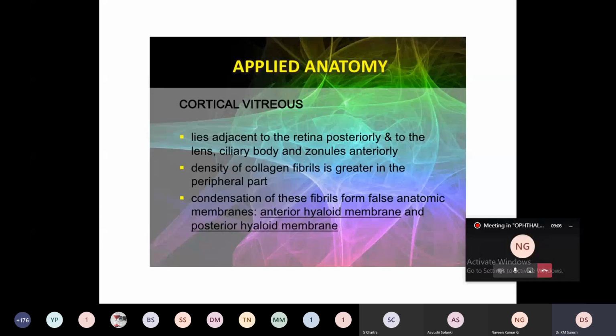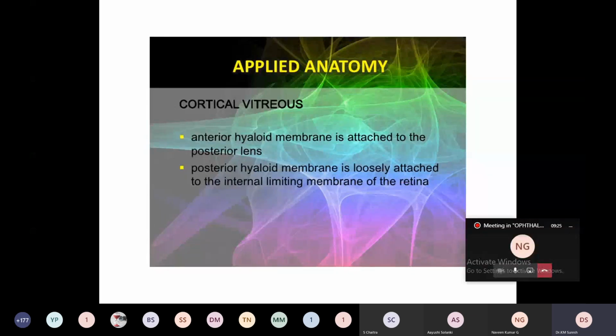Condensation of these fibrils forms false anatomic membranes which cannot be discerned even with the slit lamp biomicroscope, and they are anterior hyaloid membrane and posterior hyaloid membrane. You must know where these two membranes are present. Anterior hyaloid membrane is attached to the posterior part of the lens, while posterior hyaloid membrane is loosely attached to the internal limiting membrane of the retina. That is the innermost layer of the 10 layers of retina.